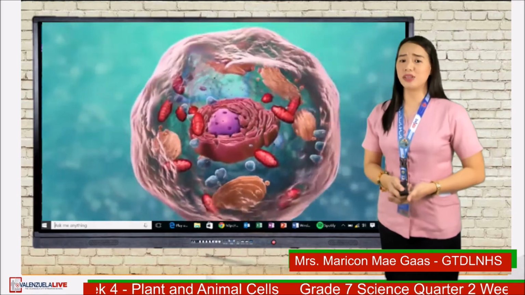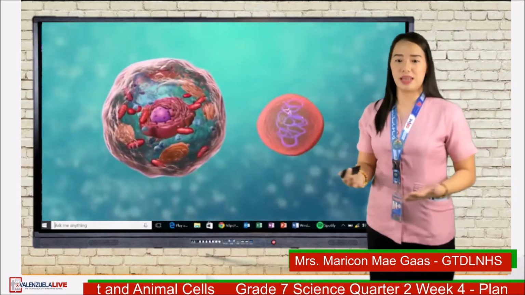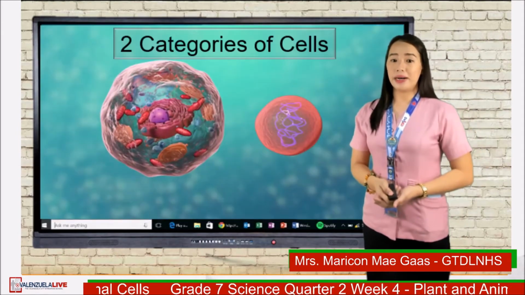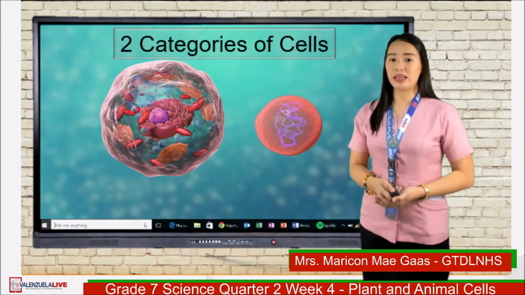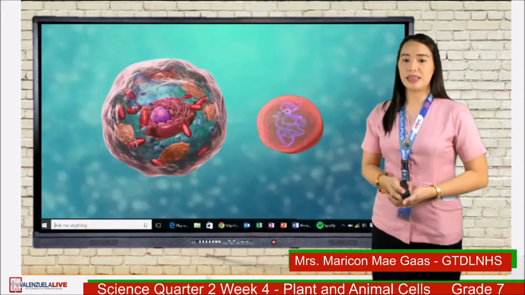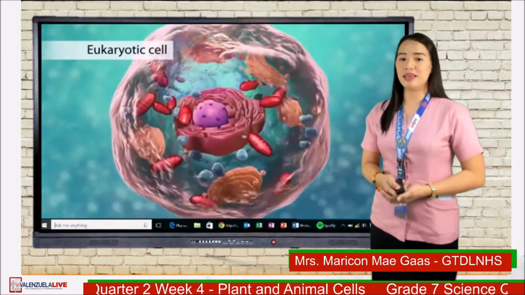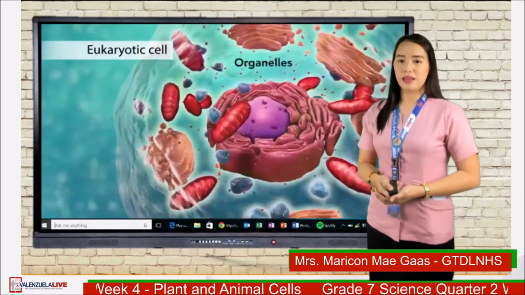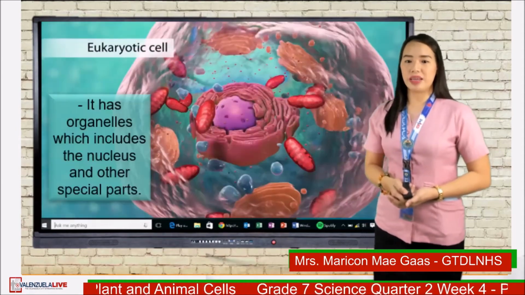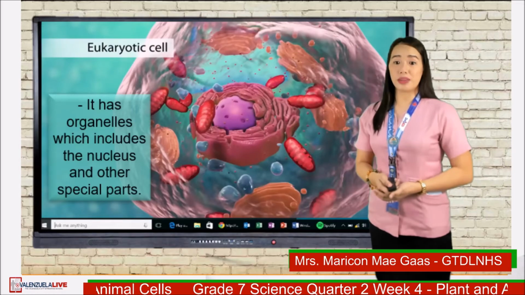There are hundreds of different types of cells, but there are two broad categories of cells that make up all living things. The first category is eukaryotic cell.